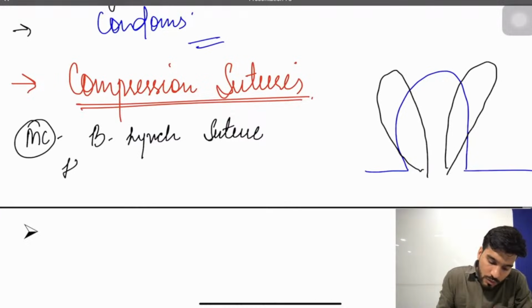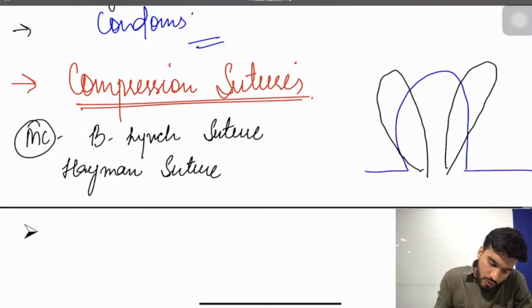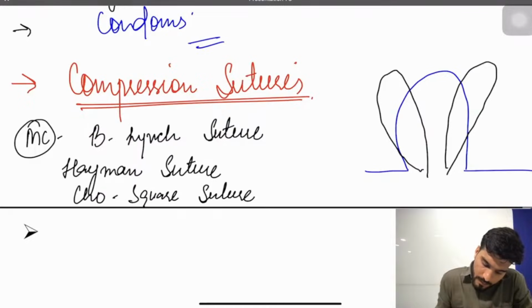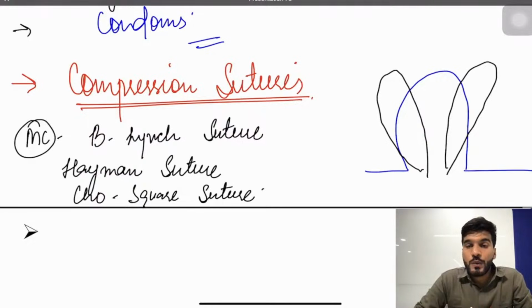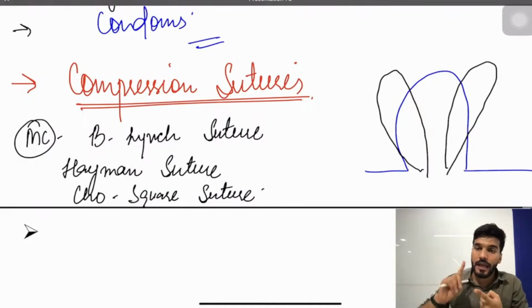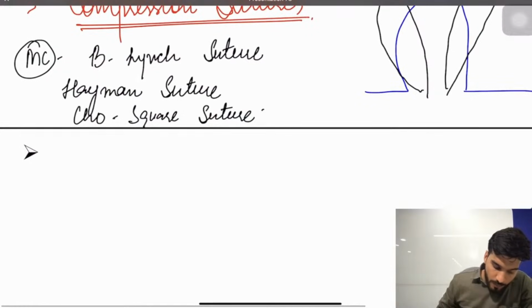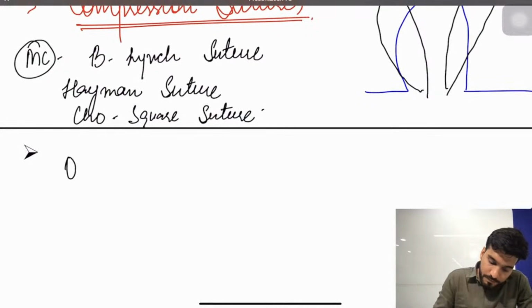So we also use the Hayman suture. We also use the square suture, or we also use the gun shell suture. Okay, these are all the compression sutures that we use in order to stop the bleeding. So first AMTSL, then medical management, then mechanical compression, then surgical compression. If bleeding is still not stopped, we go for the artery ligation.